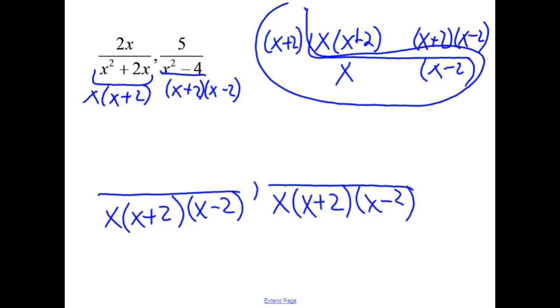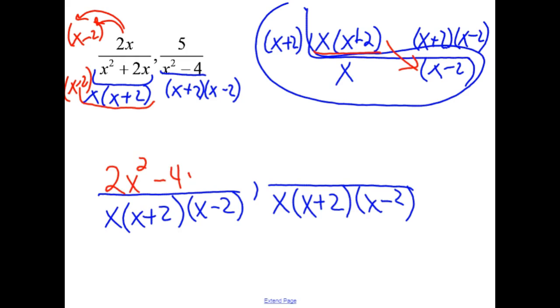This is when it's going to be helpful if we look at what this fraction needs to get multiplied by. It has the x and the x plus 2. It needs to be multiplied by x minus 2. So we're going to multiply on the top and the bottom by x minus 2. We'll distribute, so we have 2x squared minus 4x. For this fraction that has the x plus 2, x minus 2 as its denominator, it needs to get multiplied by x on the top and the bottom. So we have 5x. And now we have our common denominators, and we can add or subtract whatever we need to do.